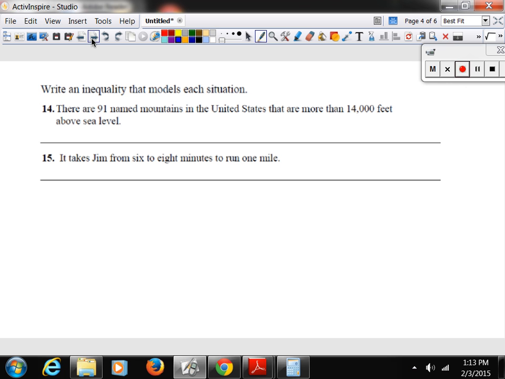Okay, so if we're talking about feet, then these mountains, we'll call it M. Our more than would be greater than, and then 14,000 feet. So that's going to say that basically the mountains they're talking about, these 91 mountains, we'll call that M, are greater than 14,000 feet. So all those mountains that they have are greater than 14,000 feet. None of them are less. It doesn't say more than and equal to, it just says more than. So we'd have to use just the greater than sign.